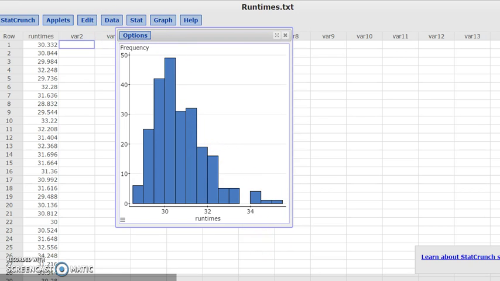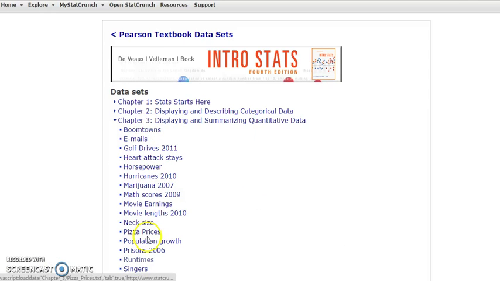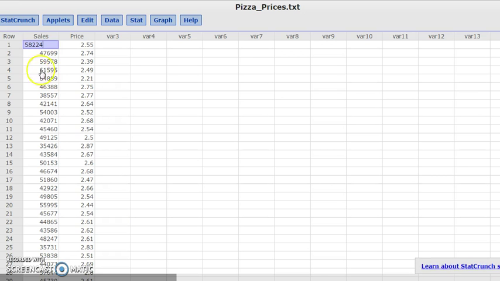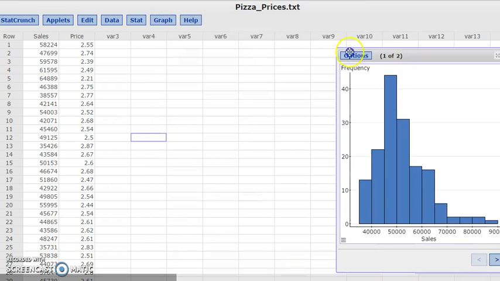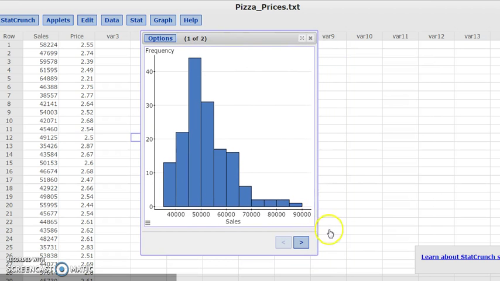And let's look at one more data set. Pizza price. Okay, nice. We have two variables right here. As you can see, we can draw two histograms in a single step. Just click on those two variables and compute. You will have two histograms. Look at here, 1 of 2. This means we have two histogram outputs here. This is the first one.